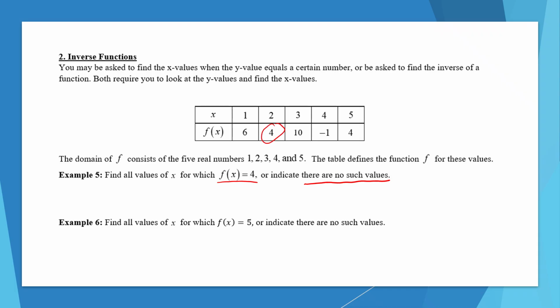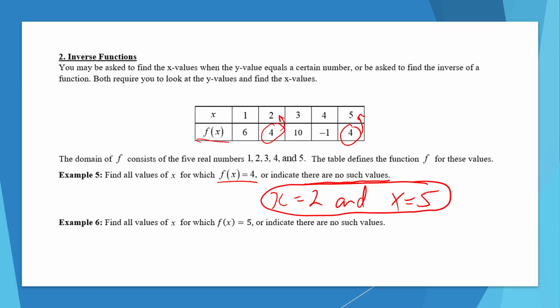Where is f of x equal to 4? Well, I see f of x is 4 at 2 and 5, so I'm going to write that as my answer. x equals 2 and x equals 5. You don't have to show any work, so this would be good enough for full credit.